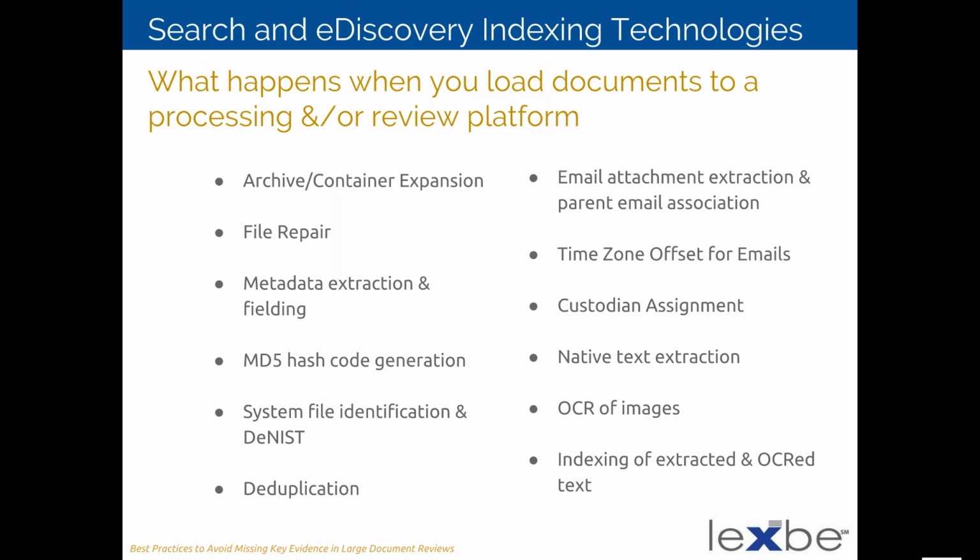You'll have your metadata extraction and fielding. Lexbe has the ability during auto processing for this metadata extraction. It will pull out the to, from, CC, BCC, date last modified, date sent, author, etc. All of those fields will be pulled from your emails or from your Word documents and Excel documents to the extent that it exists. Your MD5 hash code will be generated. That's used for deduplication when you need to run that across your files to get your collection size down.